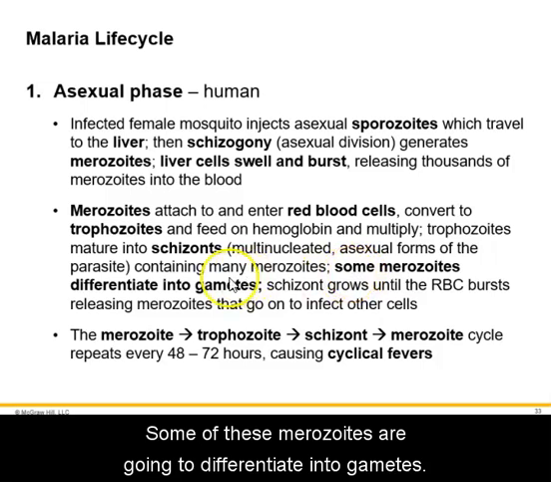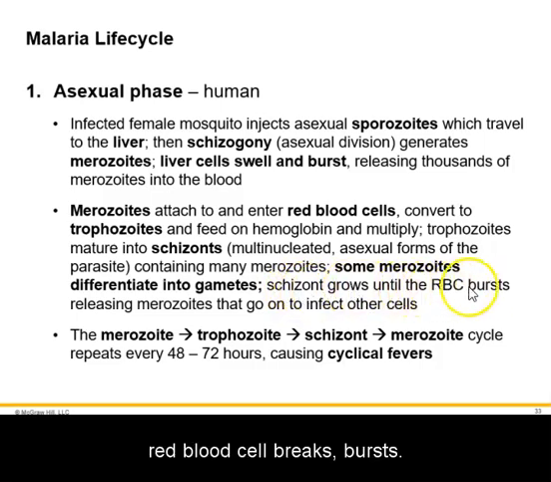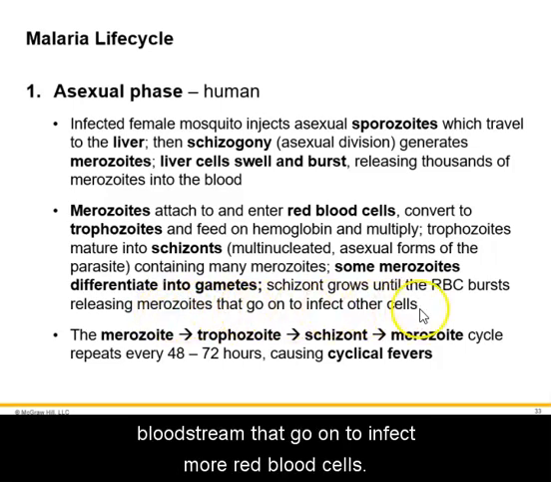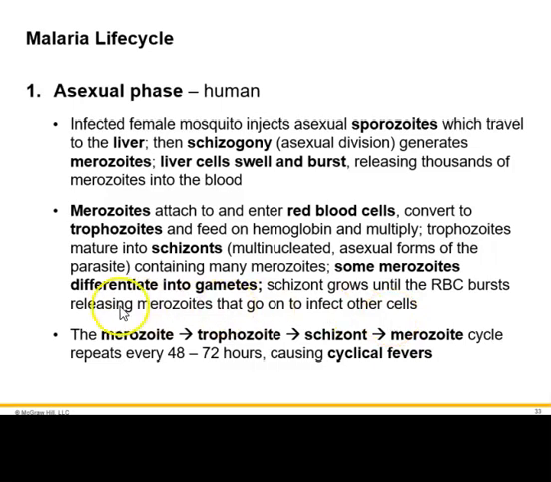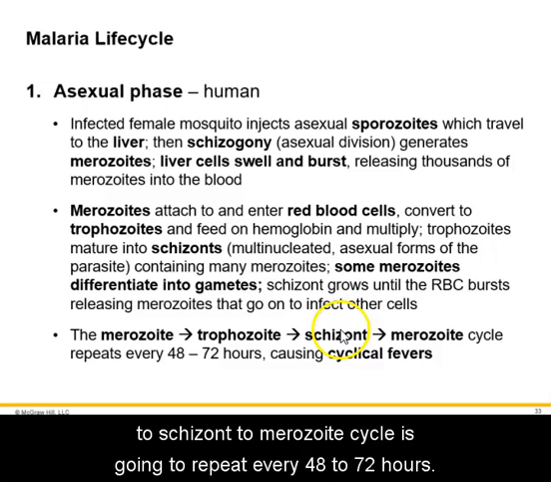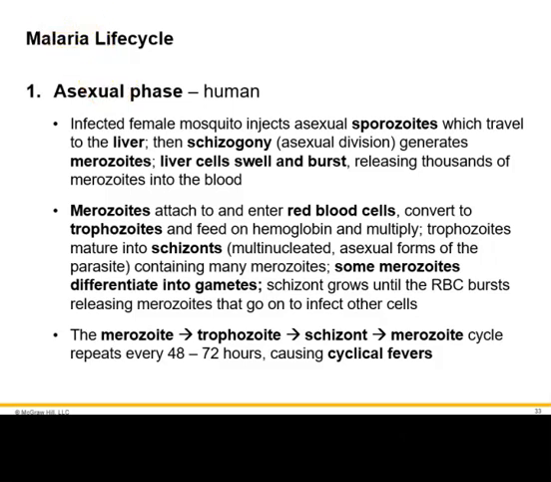Some of these merozoites differentiate into gametes. The schizont grows until the red blood cell bursts, releasing tons of merozoites into the bloodstream that go on to infect more red blood cells. This cycle, the merozoite to trophozoite to schizont to merozoite cycle, repeats every 48 to 72 hours, and this is what causes the cyclical fevers we see in malaria.